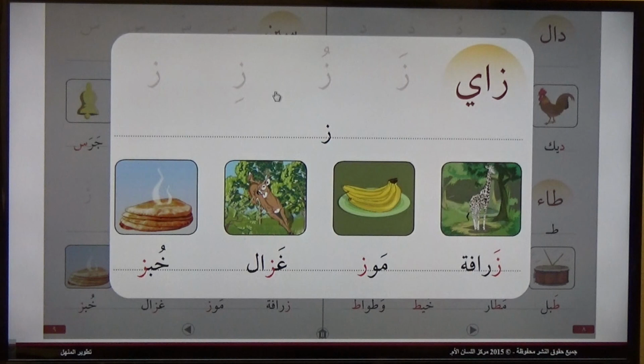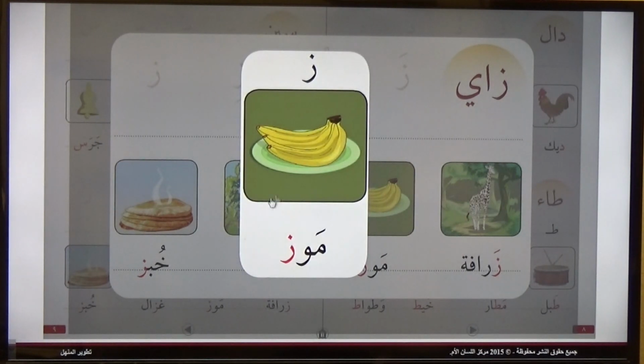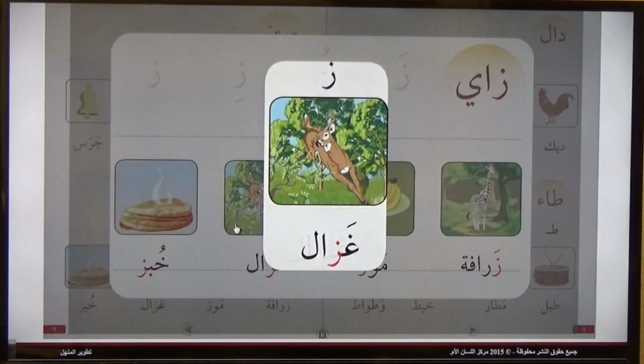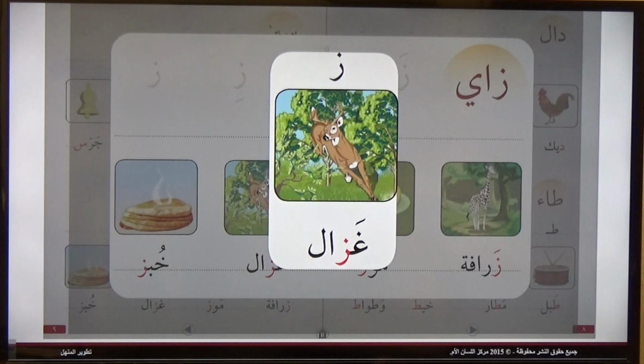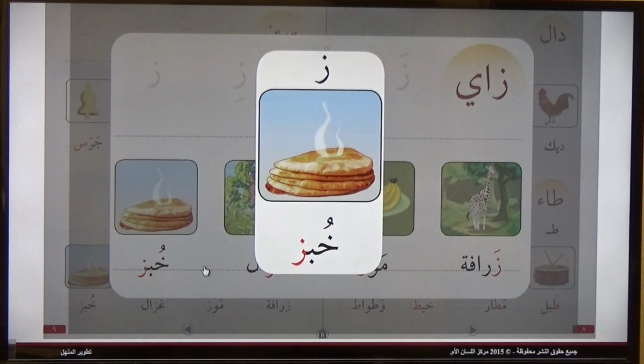The letter زاي. زرافة, giraffe. موز, غزال, deer. خبز, bread.